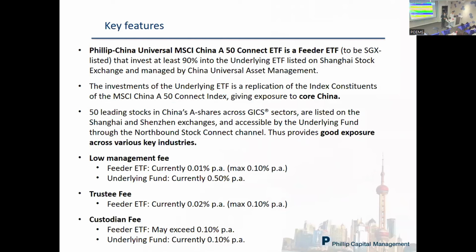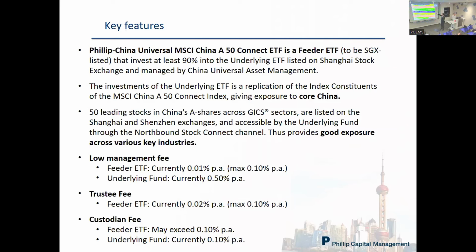And here now we come to the ETF that I'm looking to introduce to you today, which is the Phillip China Universal MSCI China A50 ETF, right? Breaking down the name of this ETF that we are listing, Phillip China Universal. So basically, it's a partnership between ourselves and China Universal Asset Management, which is one of the largest fund management companies listed in mainland China, right? This ETF basically feeds into the mainland listed ETF on the Shanghai Exchange. I'll show you a bit more about the structure later to facilitate understanding.